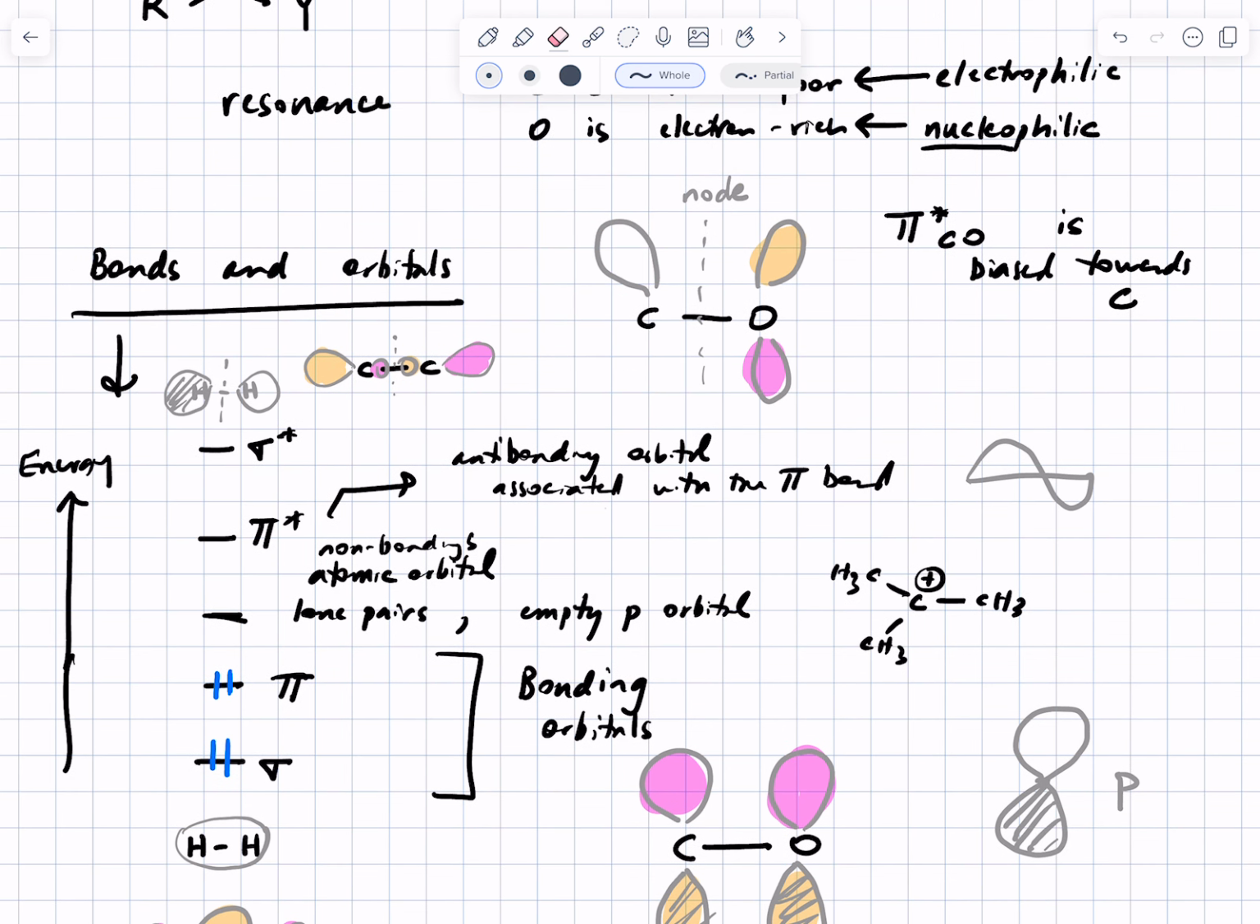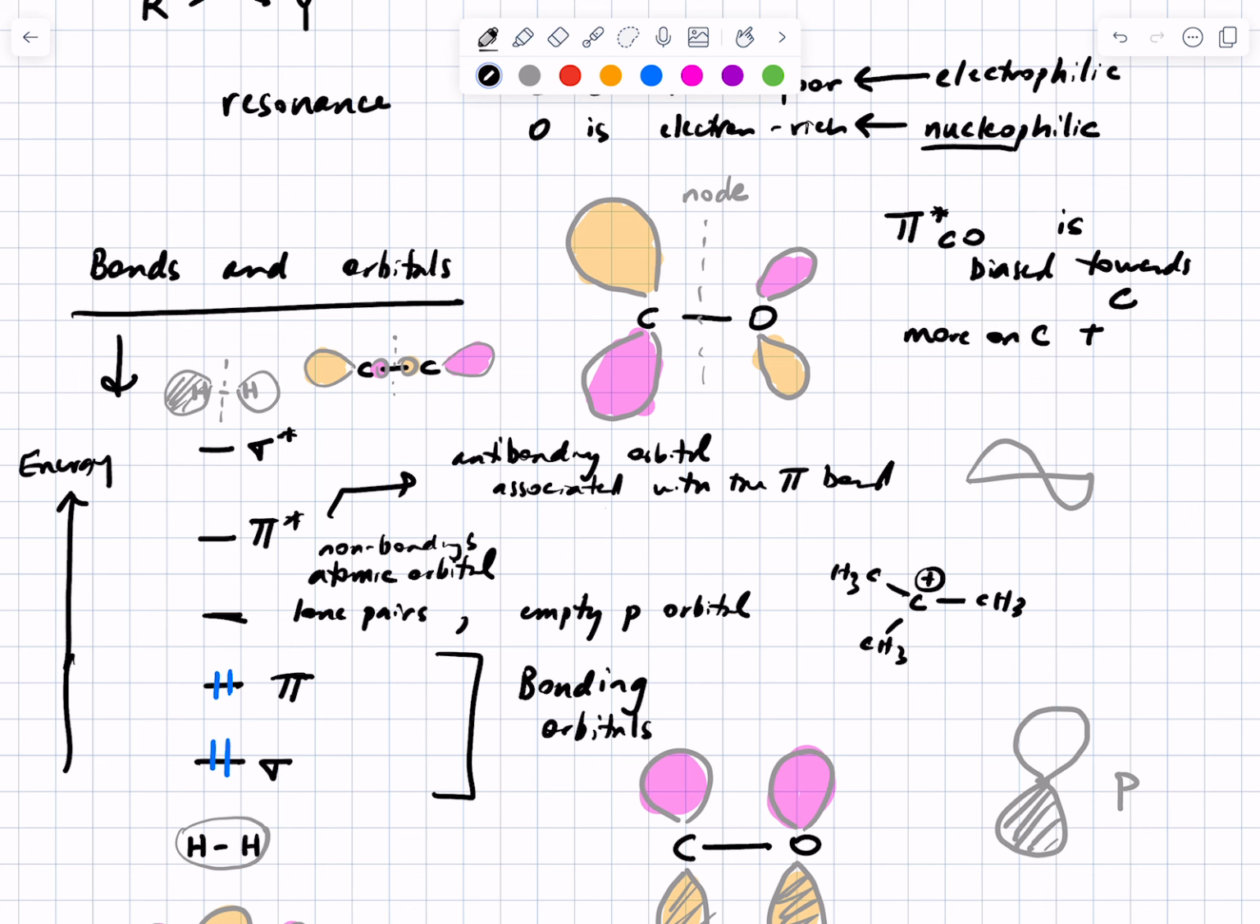So if you were to draw this more realistically, what I would show for this orbital is actually a larger orbital on the carbon and a smaller portion of the orbital on the oxygen. Maybe sort of exaggerated the way I've drawn it, but the pi star is more on the carbon than on the oxygen. That's important because it's going to go with and reinforce what resonance told us about the reactivity of carbonyl compounds.